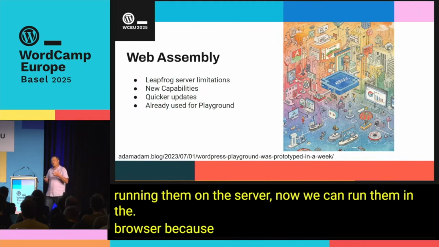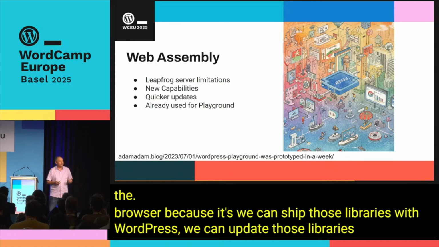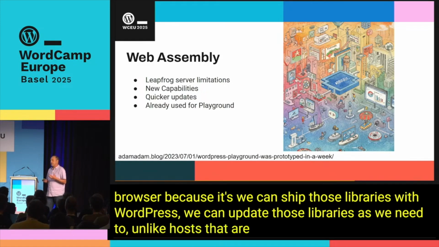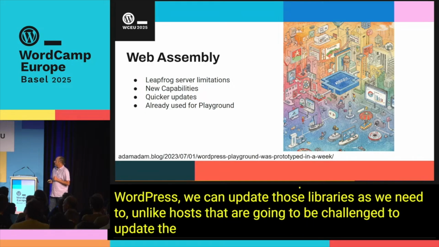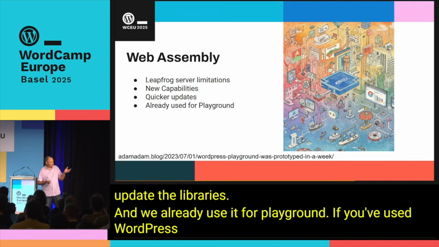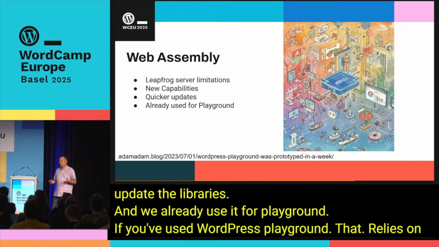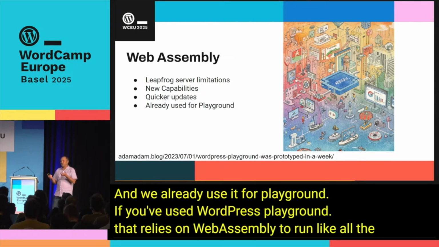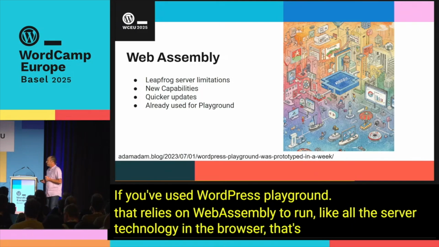Because we can ship those libraries with WordPress, we can update them as we need to, unlike hosts that are going to be challenged to update the libraries. And we already use it for Playground. If you've used WordPress Playground, that relies on WebAssembly to run all the server technology in the browser. That's exactly what it's doing.